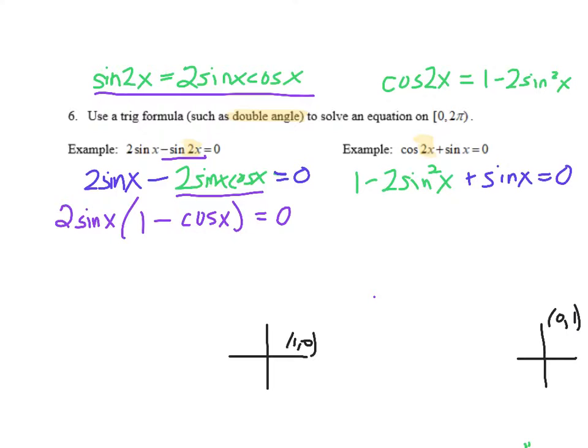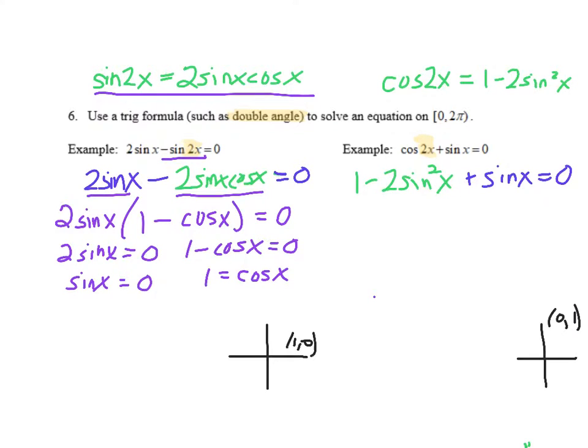At that point, you can notice that there is a GCF here. You have 2 sine x on this side, 2 sine x as part of that product. And now you can use the zero product property. When you set each part of the product equal to 0, you end up with sine x equals 0 and 1 equals cosine of x.